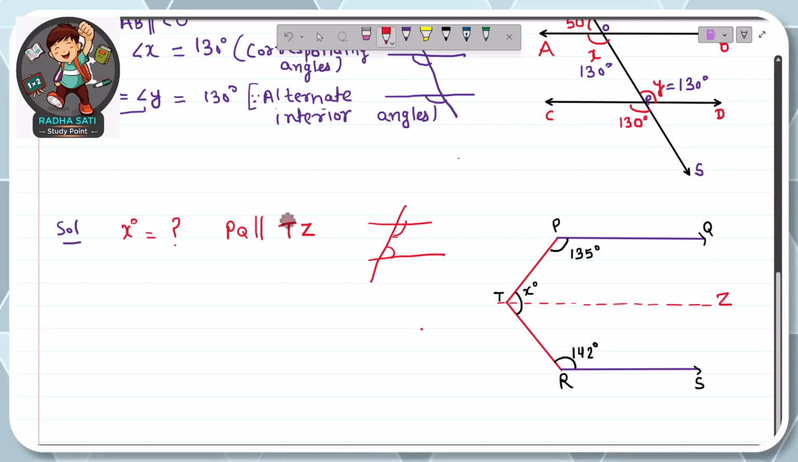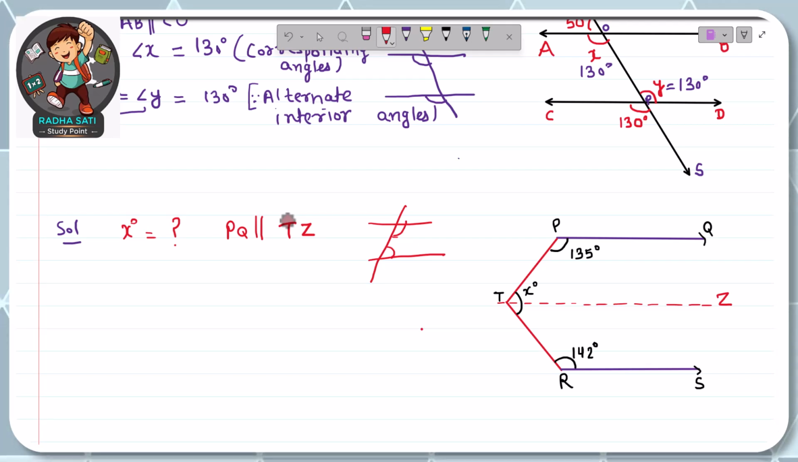Okay, so let's break this angle, angle P. I am writing here for this angle PTZ, I am writing 1, and for this ZTR I am writing 2. So later on we will find the value of X, which will be the sum of angle 1 and angle 2. Okay.